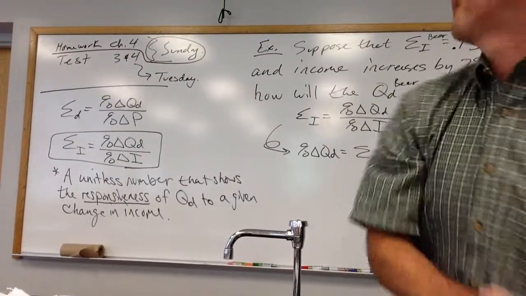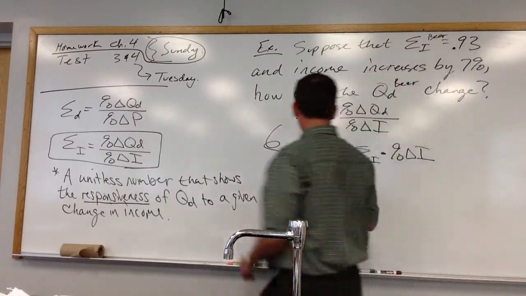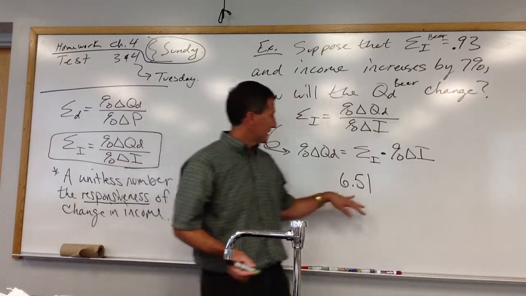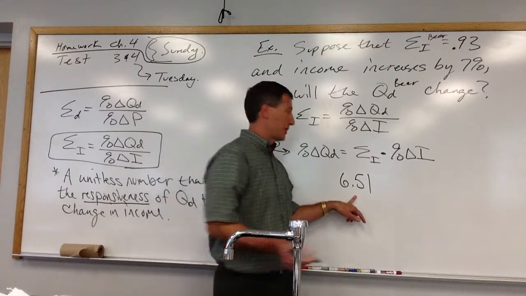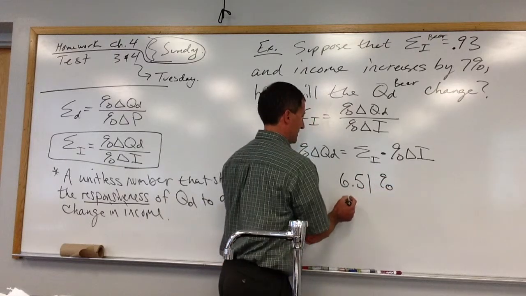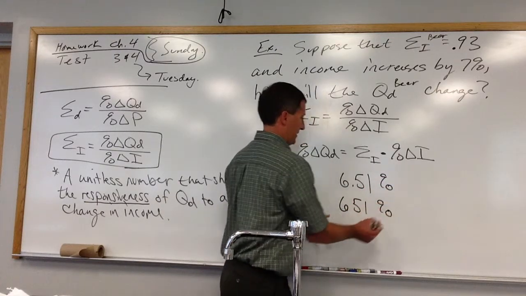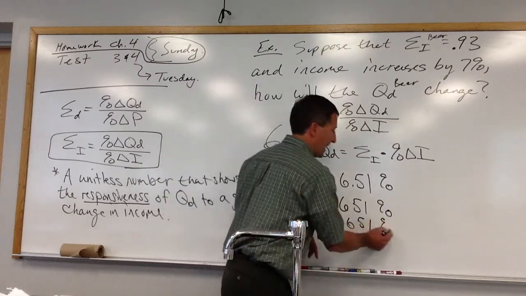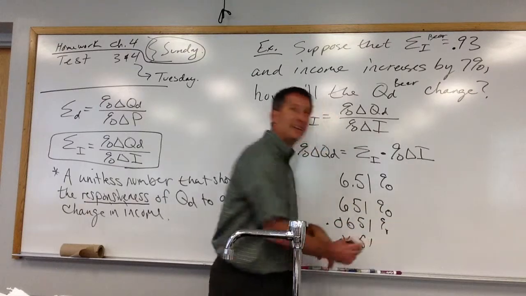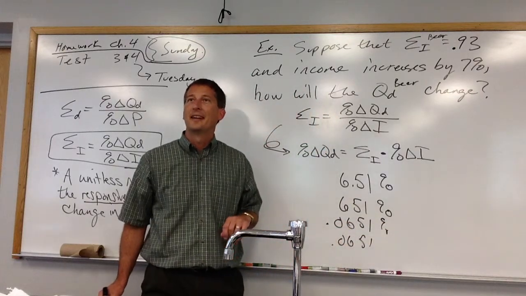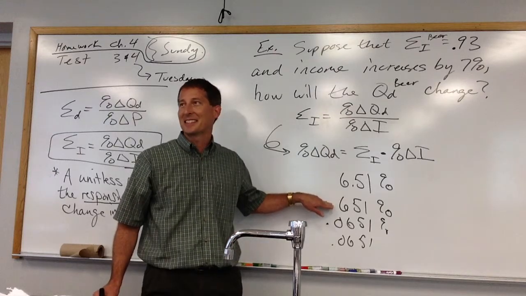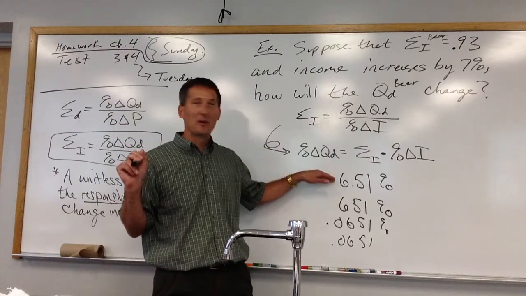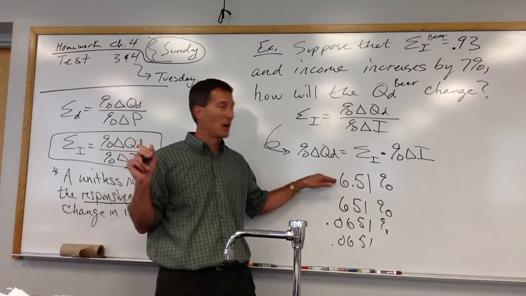What do we get? 6.51. Okay, 6.51%, or 651%, or 0.0651%, or 0.0651, or 651? The final answer is 6.51%. Okay, now how do you know that?